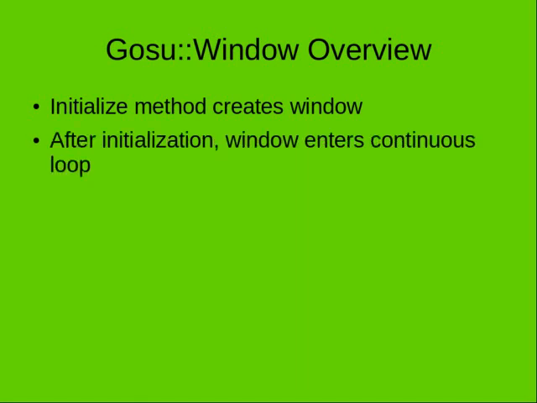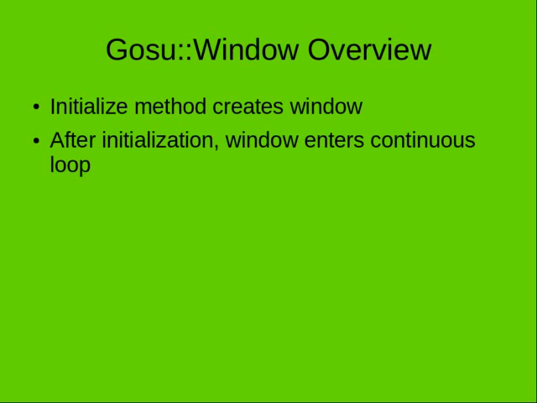So the main class that you're going to use in every single Gosu game that you write is called Gosu Window, and as the name implies, it creates the window on your screen and then controls all the interactions with it. And the initialize method is the method that will create the window on your screen, in addition to doing the usual things you do in an initialize method in terms of populating variables and that sort of thing.